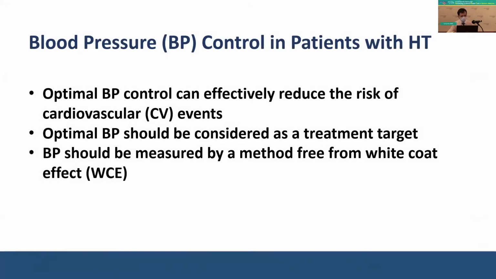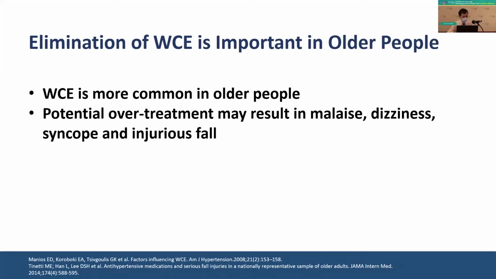Optimal blood pressure control is important because it improves the cardiovascular risk involved. Blood pressure should be measured by a method which is free from white coat effect. This is even more important in older people because it is more common, and potential overtreatment by overestimating blood pressure can result in serious sequelae.